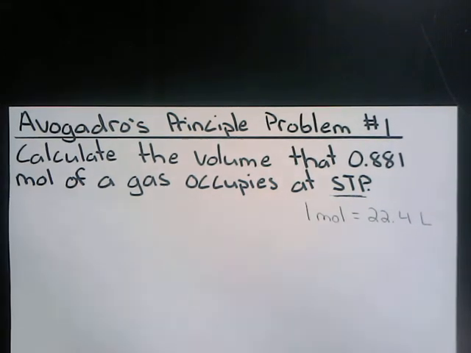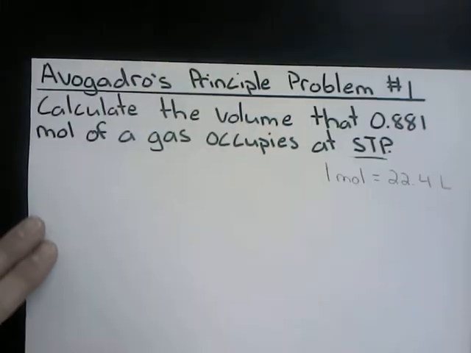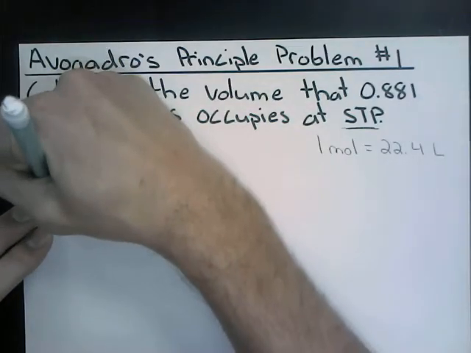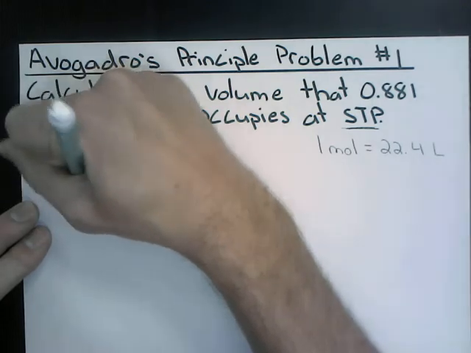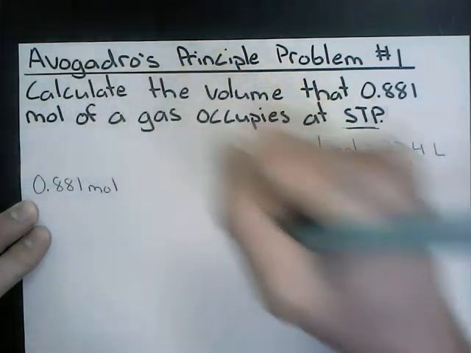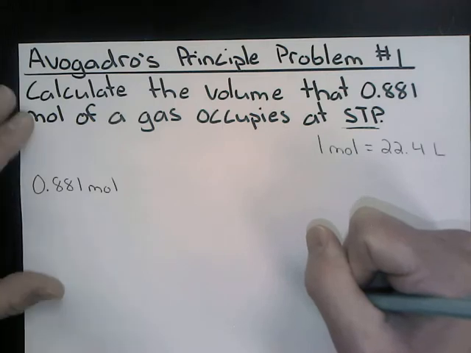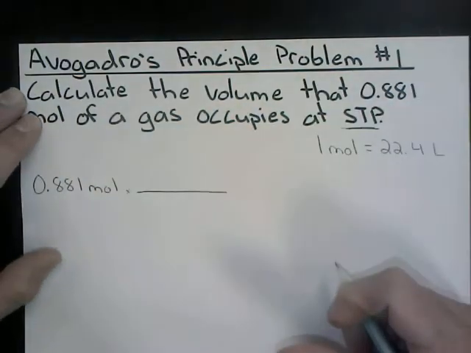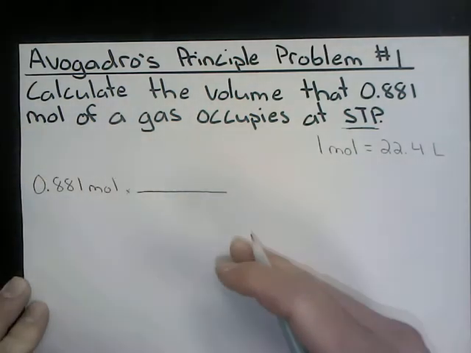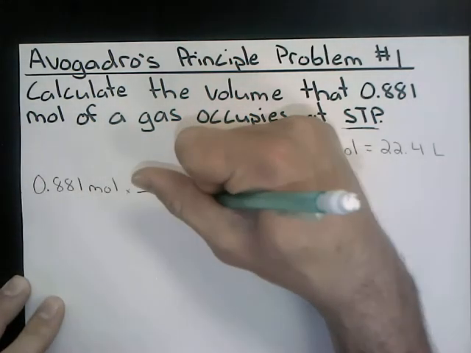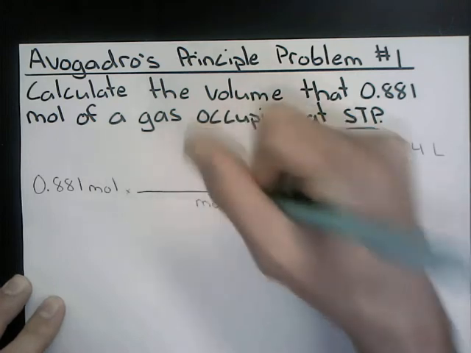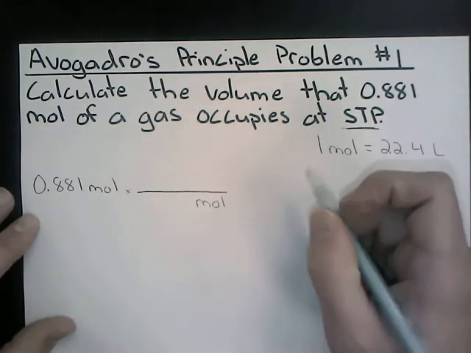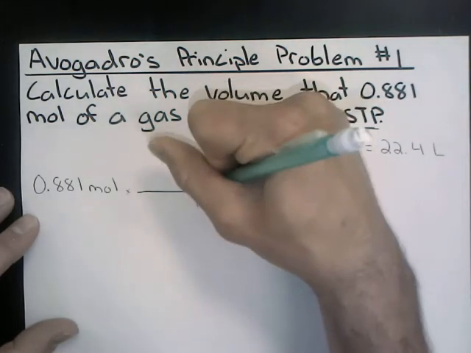We start out these problems exactly like we would start out with stoichiometry. So what we do here is we take 0.881 moles of this gas, which it doesn't tell us what gas we have, and we set up our conversion. Now, just like we did in stoichiometry, remember, diagonal units have to cancel. So because we have diagonals of moles, we put moles down here in the bottom, and we want to get to the volume or liters.